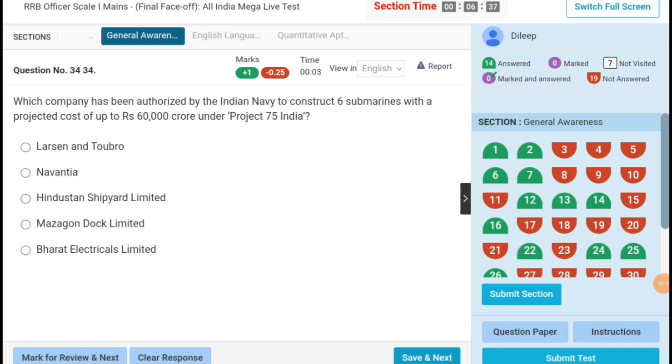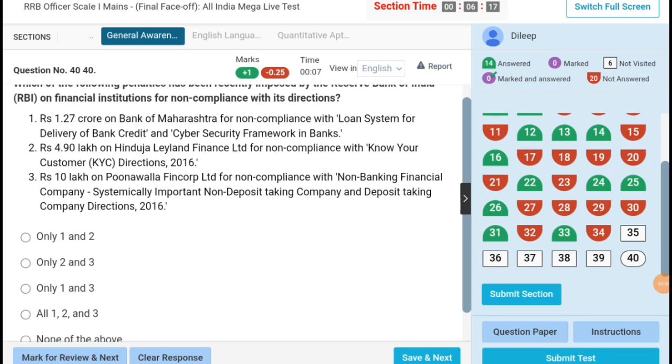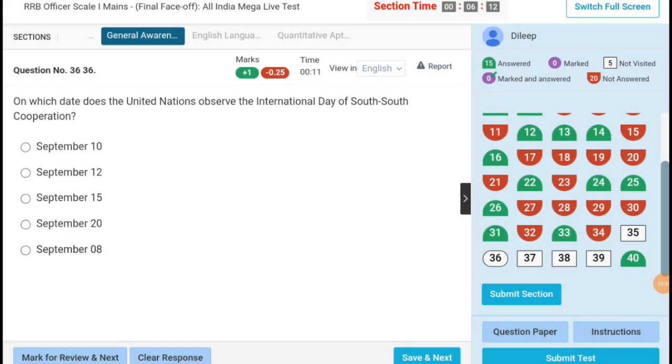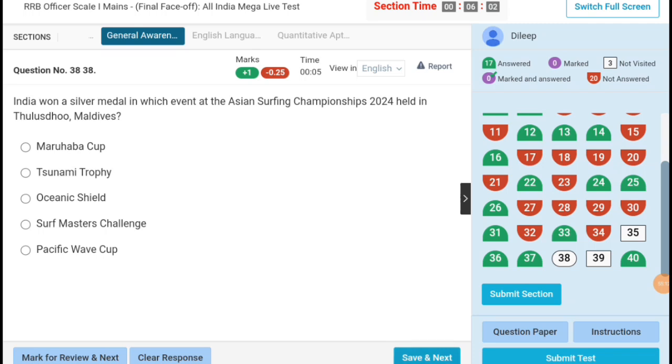Which company has been authorized by the Indian Navy to construct 6 submarines? Project 75 India. Next, September 8th, Independence, Viksit Bharat, Silver Medal, Asian Surfing.